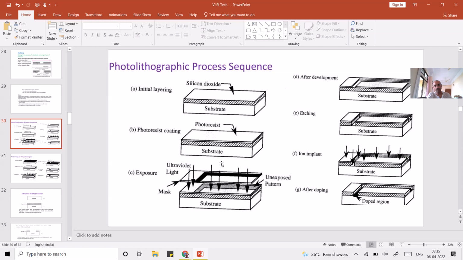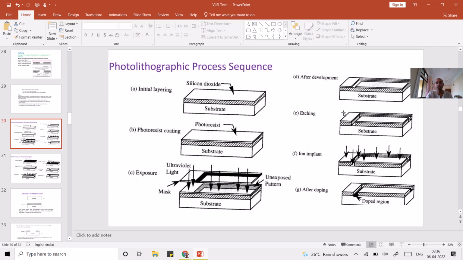The mask is there and the substrate is exposed to the UV light. Because of that, there are some regions which are unexposed to the UV light, so it forms a certain patterned region. In that patterned region, the photoresist which you have coated gets softened, so it can be easily etched out.